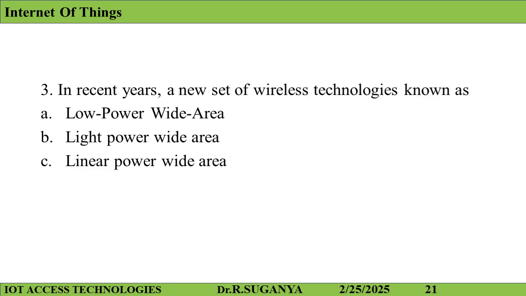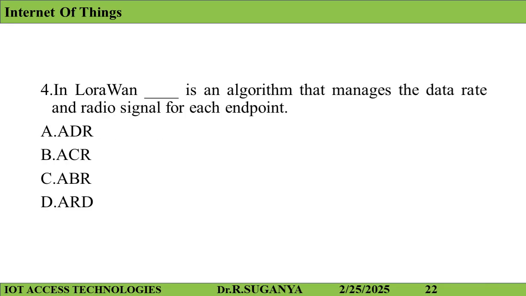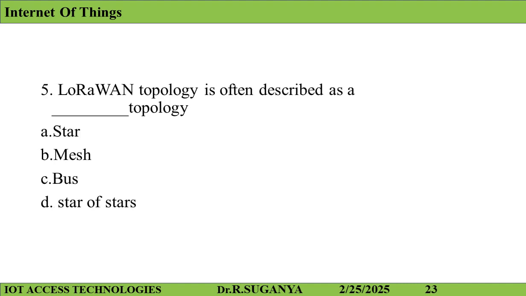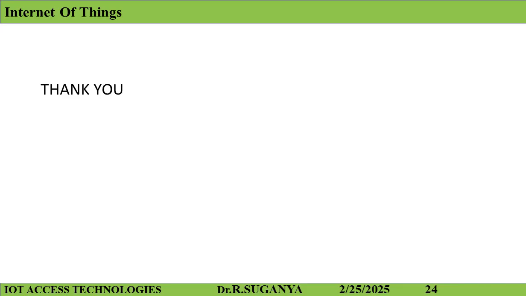In recent years, a new set of wireless technologies has emerged. LoRaWAN ADR is an algorithm that manages the data rate and radio signal for each endpoint. LoRaWAN topology is often described as a star topology. Thank you.